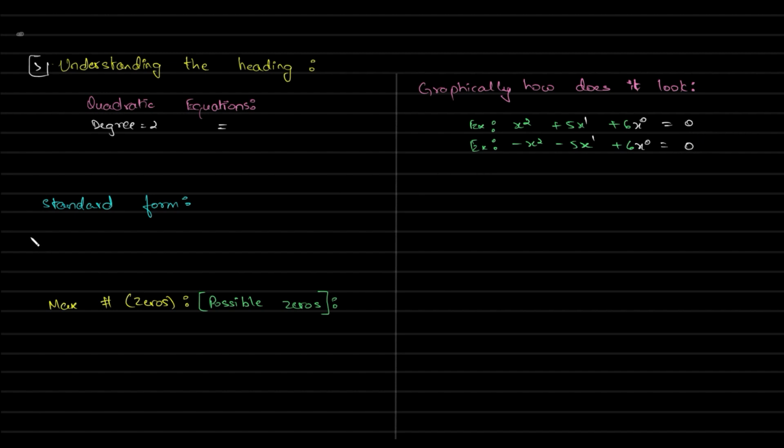But the standard form of writing a quadratic equation is always ax square plus bx plus c being equal to 0. So here, the coefficient of x square is a, the coefficient of x is b, and the constant is c.